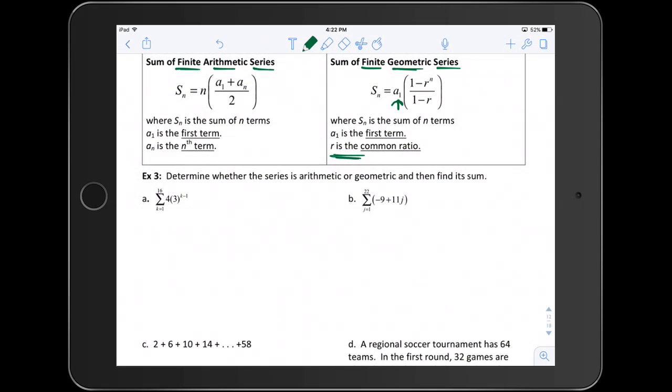It says determine, in example number 3, determine whether the series is arithmetic or geometric, and then find its sum. So letter A is in summation or sigma notation. Looking at this explicit formula right here, I would hope you can say if it's arithmetic or geometric instantly. Looking at letter A, without a doubt, you should know instantly that that's a geometric, because that just looks like y equals a b to the x, or again, everything that we've been dealing with up to this point.